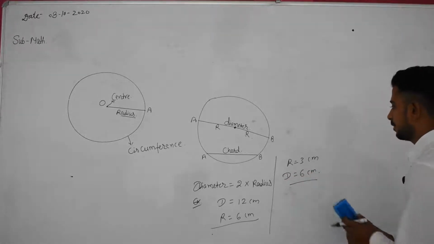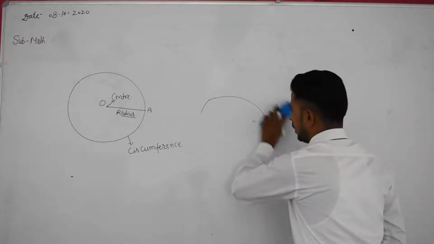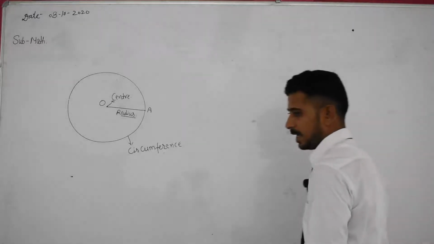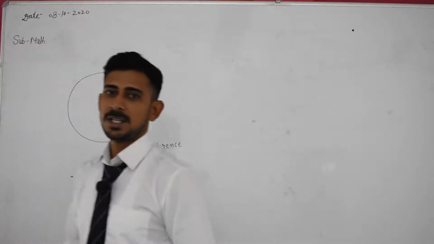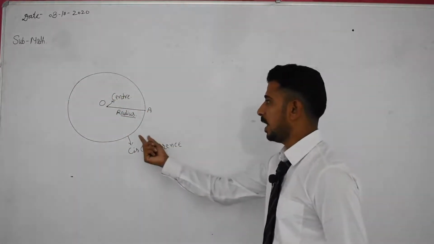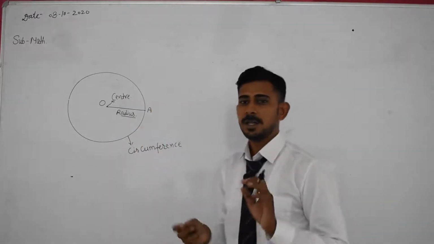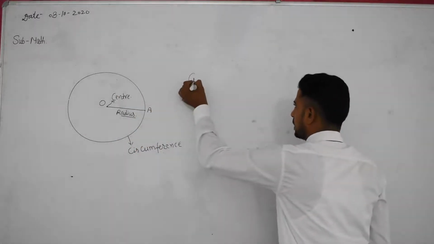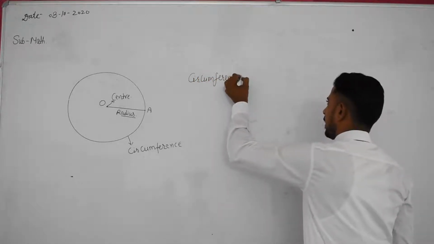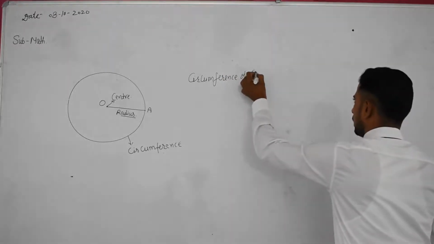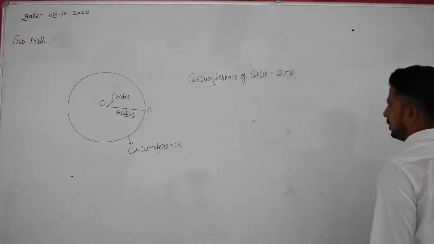After that, we will discuss in this chapter circumference and area of circle. First, the length of the boundary line of a circle is called the circumference. The formula for the circumference of a circle is: circumference of circle is equal to 2 pi r.